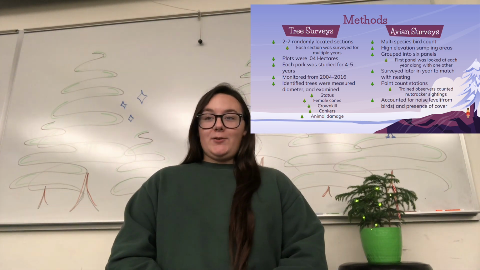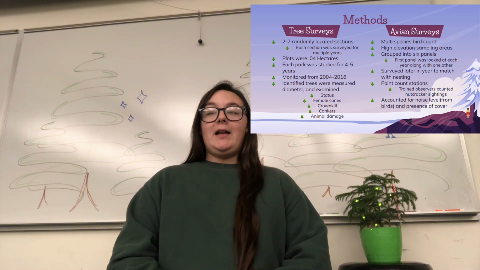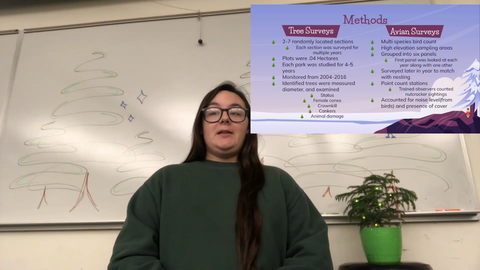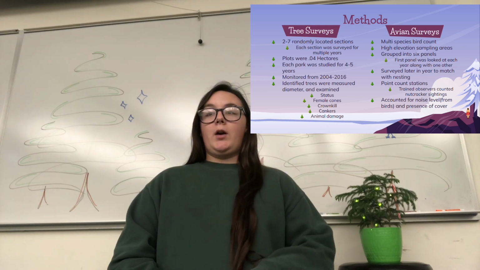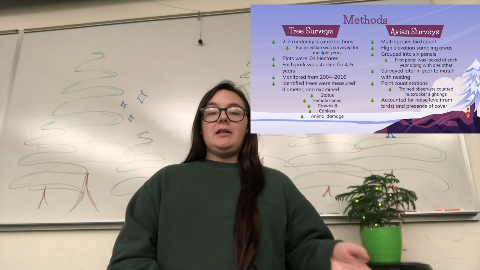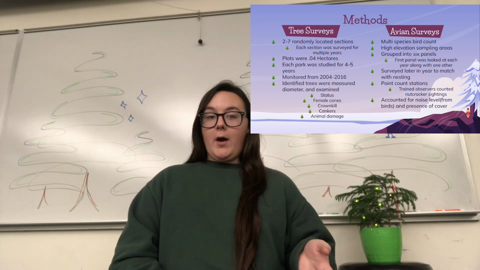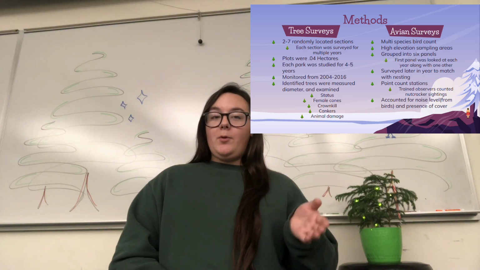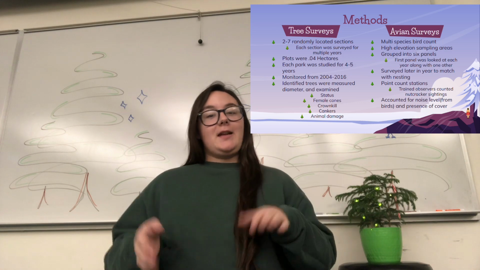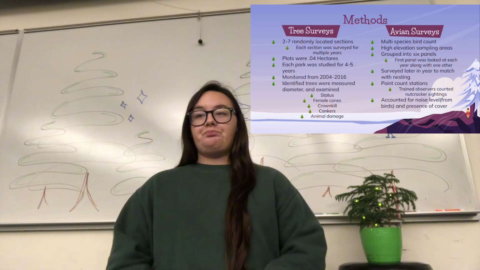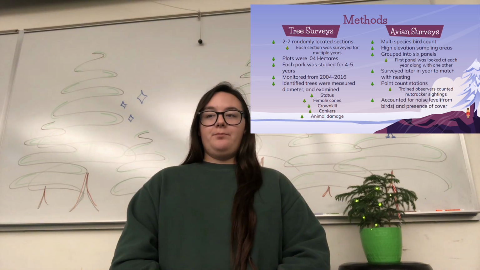Then they did avian surveys, which was a multi-species bird count at high elevation sampling areas in 6 different panels. Each of those 6 panels was looked at for about a year, and each year the panels changed. But the first panel, panel 1, was always done. So for example, the first year, panel 1 and panel 2 were done, and then the second year, panel 1 and panel 3, and so on. They always did these surveys later in the year to match with nesting points.